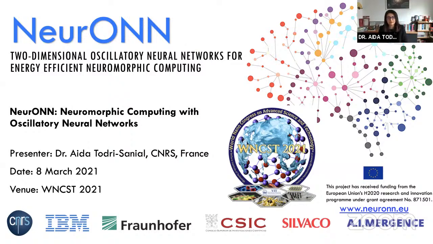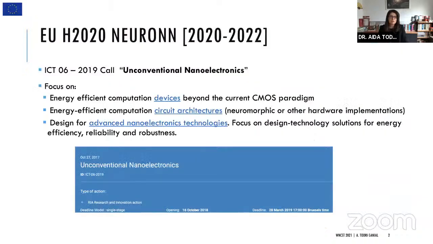This work in neuromorphic computing with oscillatory neural networks is in the context of a Neuron project. This is a European project, started in 2020 with a focus on unconventional metal electronics. The idea here is to look into beyond CMOS devices for energy efficiency and also into novel architectures such as brain-inspired architectures. And also to look into novel design methods in terms of how can we build such a system, especially if we want to upscale it, so a large-scale neuromorphic system.